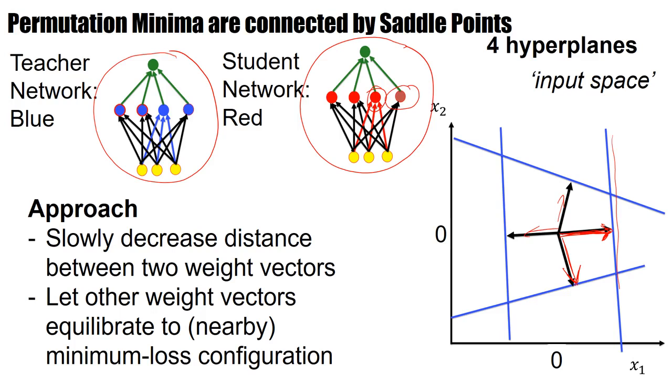And now we force the 2 weight vectors, W4 and W3, to move closer to each other. In other words, we decrease the distance while we let the other student weight vectors freely move so that we are always at a minimum loss configuration. And so this decrease of the distance will be performed very slowly. And this is what you're going to see on the next video.